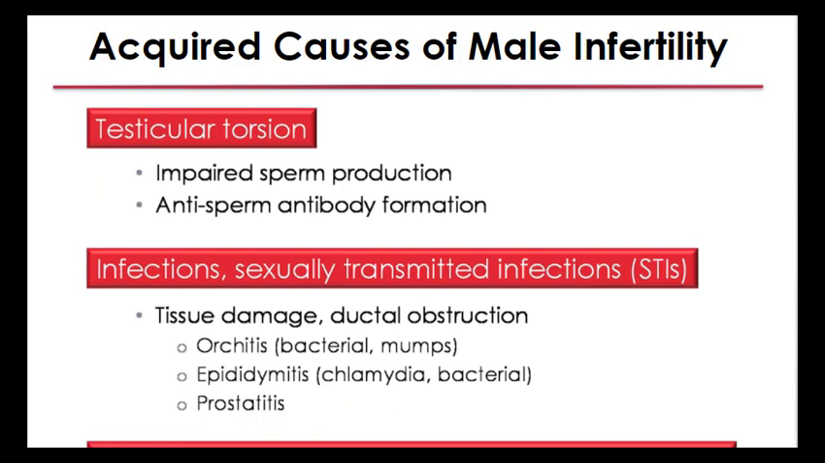In testicular torsion, there is a twisting of the spermatic cord, which cuts off the blood supply to the testicle. As a result, sperm production may be impaired and anti-sperm antibodies may form. Infections and sexually transmitted infections can result in tissue damage and ductal obstruction. Common infections include orchitis, bacterial or secondary to mumps, epididymitis, which may be due to chlamydia or bacterial, and prostatitis. Scrotal heat exposure, radiation, and chemotherapy also contribute to male infertility.